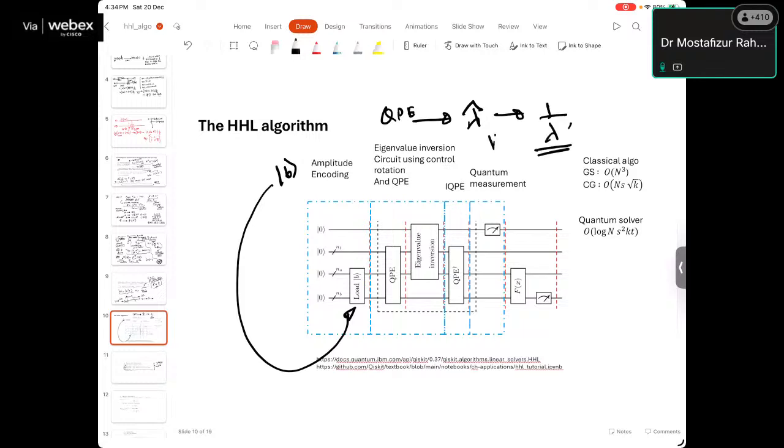And the main contribution of the HHL algorithm is directly converting from a matrix A to U to 1 by lambda. This is one of the main contributions. Okay.